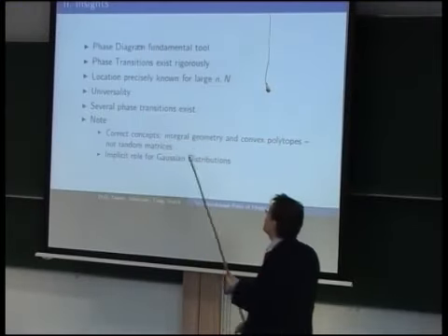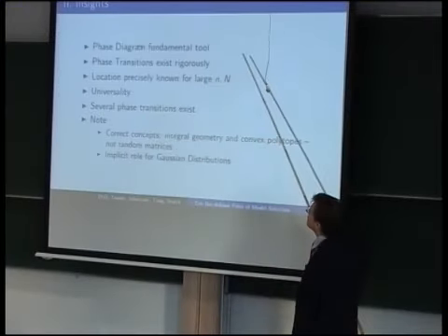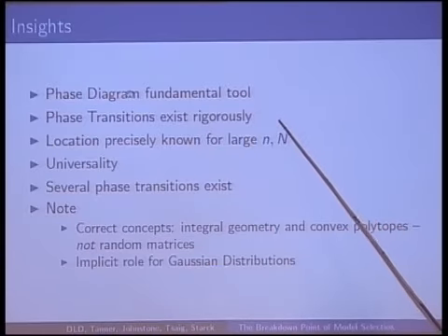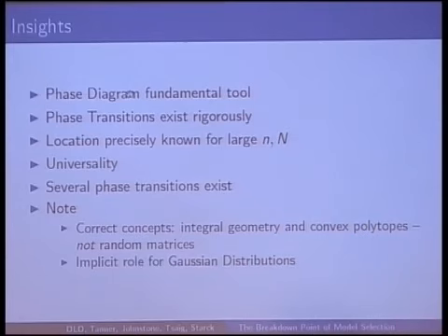So what are some insights from this? That you can use phase diagrams. It's a way to organize your thinking. That phase transitions exist rigorously, that they're precisely known. Empirically, there's universality. Actually, there are numerous phase transitions, and I've been kind of telling you not to look at certain curves. There's lots of curves that you can calculate here. Note that the correct concepts for understanding this are really integral geometry and convex polytopes, not random matrices.